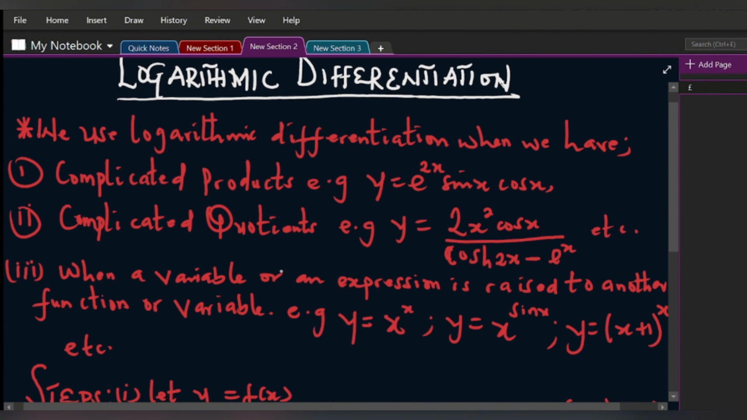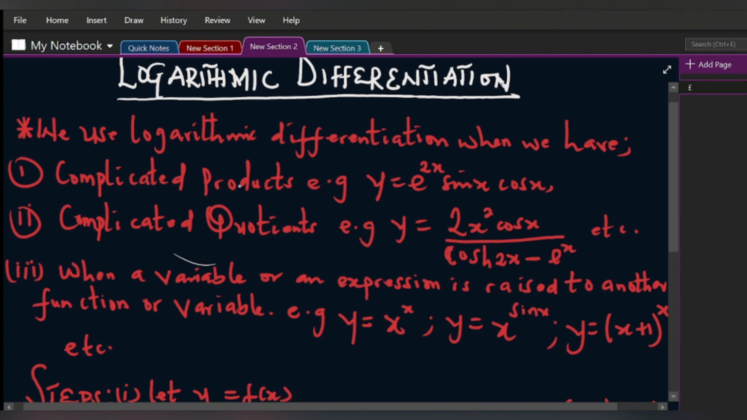Now, when do we use logarithmic differentiation? We use logarithmic differentiation in these three cases. Case one, we use logarithmic differentiation when we have complicated products.